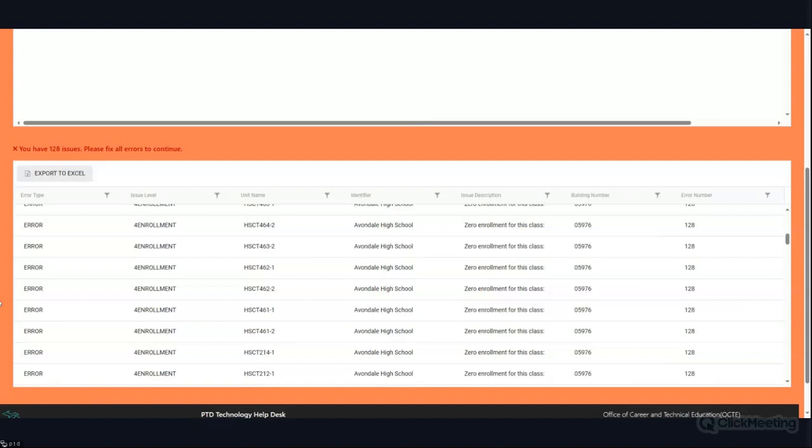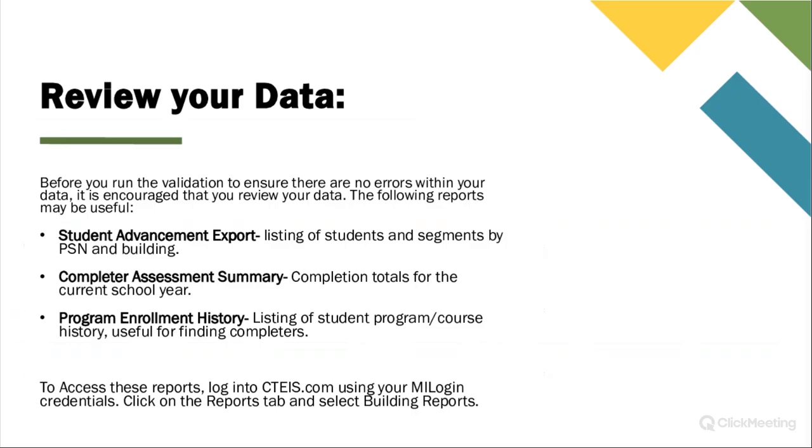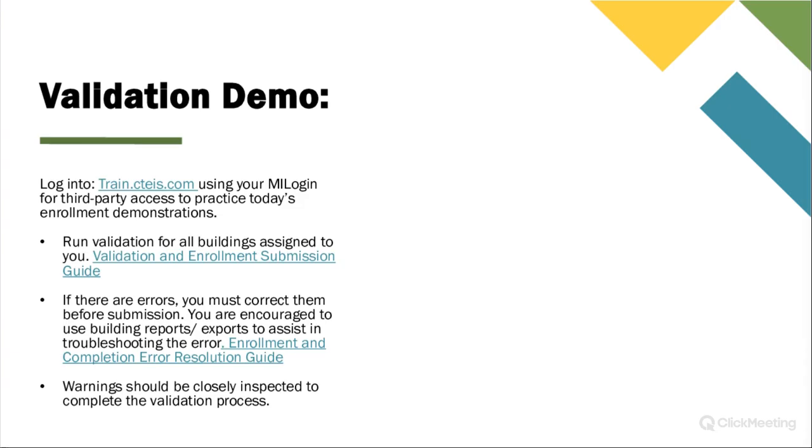Okay, so that brings me back to this important point. Hopefully you're back on our PowerPoint slides here. And running the validation, again, you can practice this process by going to train.cetis.com, but you want to run the validation for all of the buildings assigned to you. And then again, you could use this slide deck for the links to that guide that'll show all of the process that I'm doing right now.